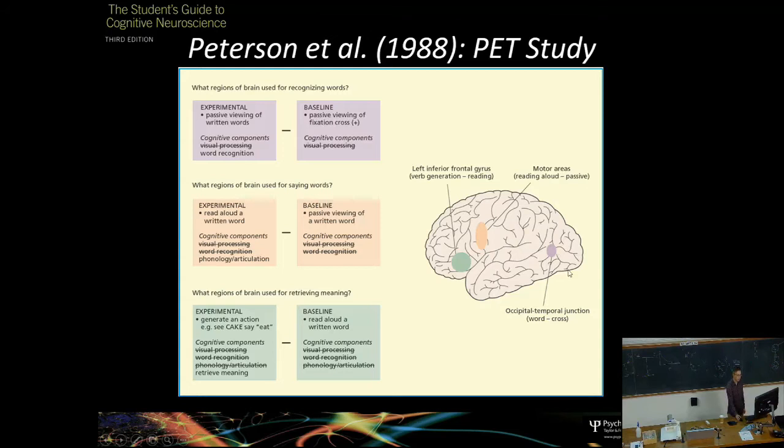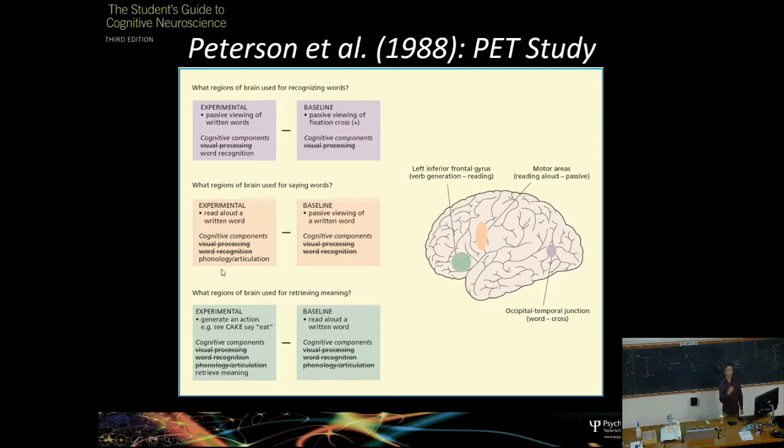In another condition, what they're interested in is what part of the brain is involved in saying words aloud. So what they do here is take a task where you read the word aloud, and here the baseline would be just seeing the word. So what would be the task here becomes your baseline there. The idea is that the baseline of just passively viewing a written word involves visual processing and some word recognition, whereas saying the word involves visual processing, word recognition, and then generating speech.